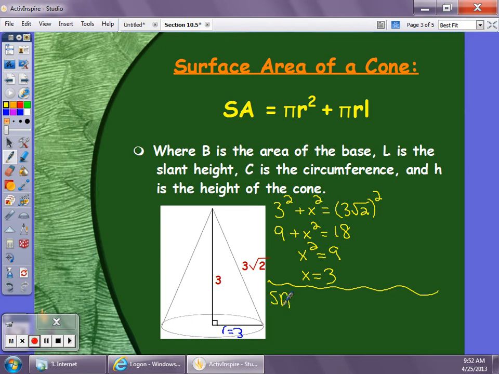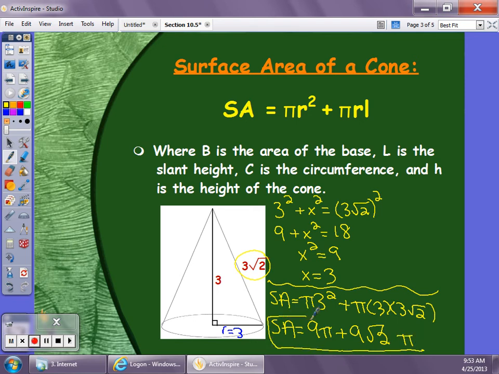So surface area is going to equal pi radius squared, so pi 3 squared, plus pi times the radius, which is 3. And in this case, we want the slant height. So the slant height is right here, times 3 root 2. Okay, so if we start simplifying, our surface area is going to equal 9 pi, and then pi times 3 root 2 is 9 root 2 pi.